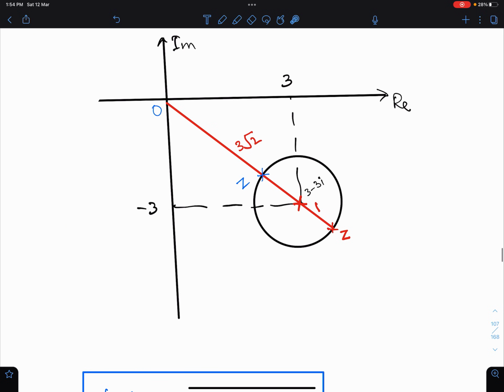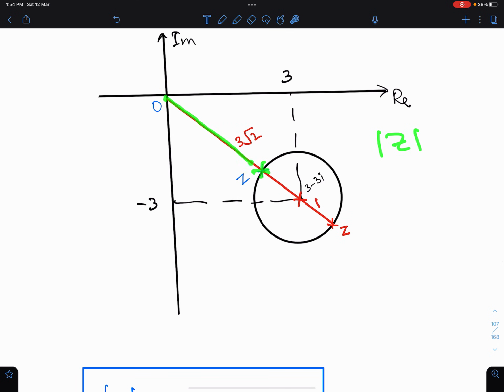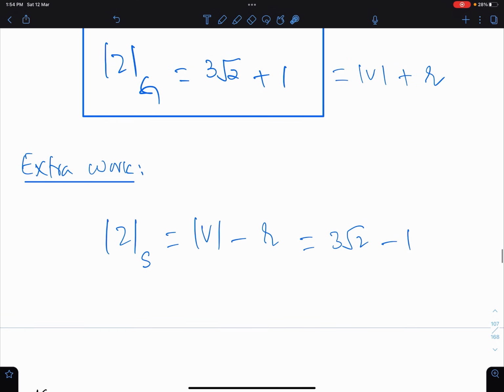What if the question is find the least possible value of modulus z? Then z must be here. And this is the smallest distance of modulus z. So this should be 3 root 2 minus 1. This is an extra work.